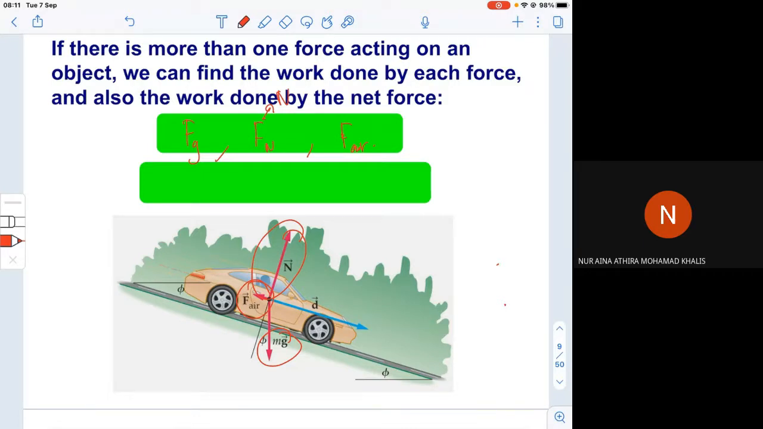Normally when we have three forces, we need to calculate the W for air friction, the W for the normal force, and the W of the gravitational force. So we need to add them, and the total work is W G plus W N plus W F. So we need to know the concept of summation of work, total work. Summation means hasil tambah, the sum or the total work. Therefore, we need to establish what our total force is from the situation.